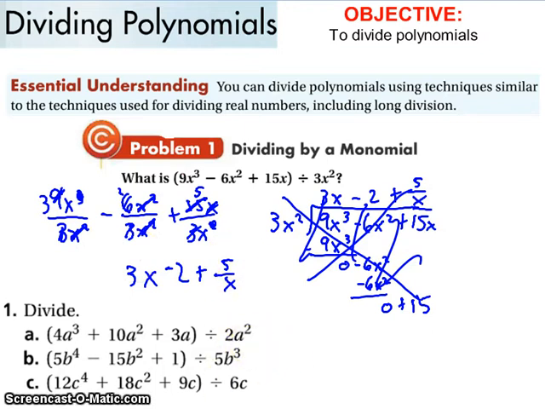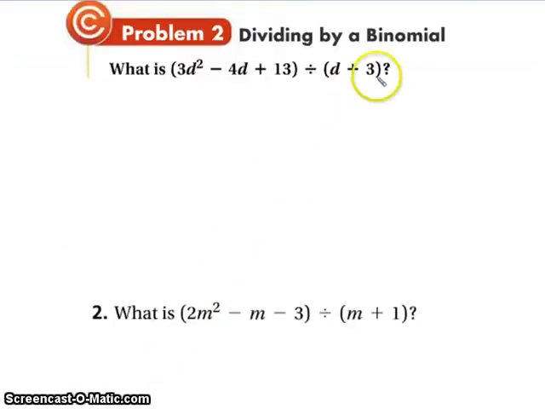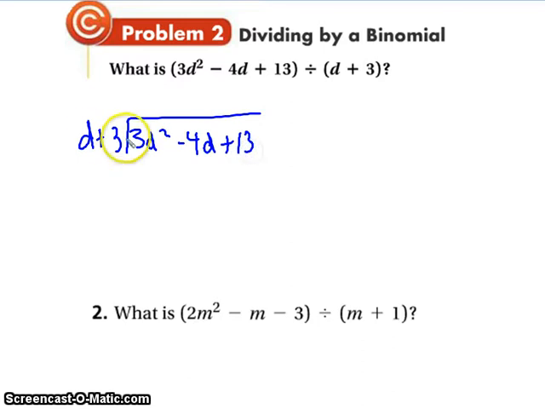All right. Now a binomial. This is where we're going to use long division. d plus 3, 3d squared minus 4d plus 13. Okay, we've got a 2-digit number, so it needs to go in the first 2 digits, but I want to get rid of this. So I have to multiply this by 3d. So that's 3d squared plus 9d.